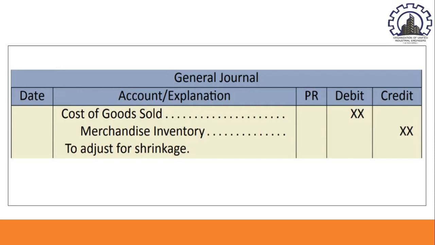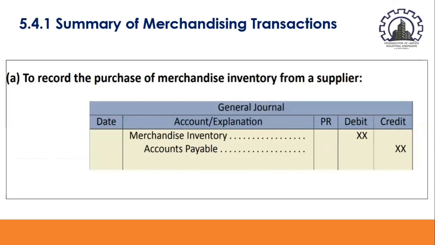And also under summary of merchandising transactions, as the preceding sections have illustrated, there are a number of entries which are unique to a merchandiser. And these are summarized. Assume all transactions were on account, meaning purchases on credit. So letter A, to record the purchase of merchandise inventory from a supplier. In this case, this is how your journal entry would look like: merchandise inventory being debited and accounts payable being credited.